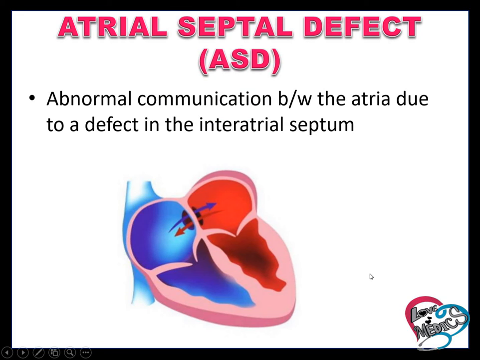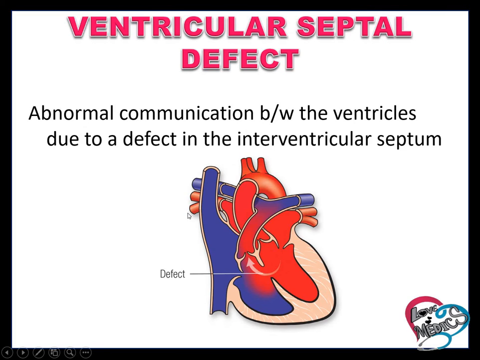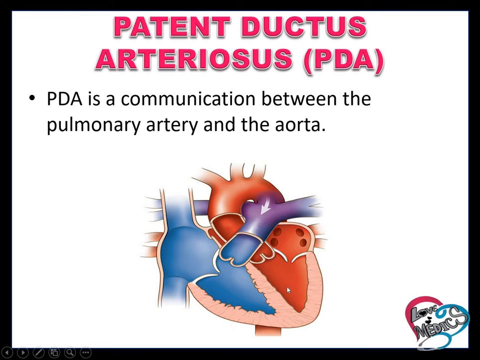Atrial septal defect, ASD. ASD means abnormal communication between two atria due to defect in the interatrial septum. That is ASD. Defect in the atrial septum. Ventricular septal defect, VSD. Abnormal communication between two ventricles due to defect in the interventricular septum. That is VSD. Patent ductus arteriosus, PDA. PDA is the communication between pulmonary artery and aorta. That is patent ductus arteriosus.